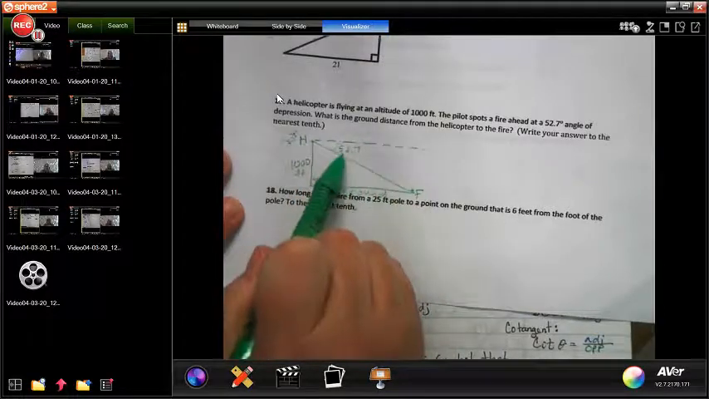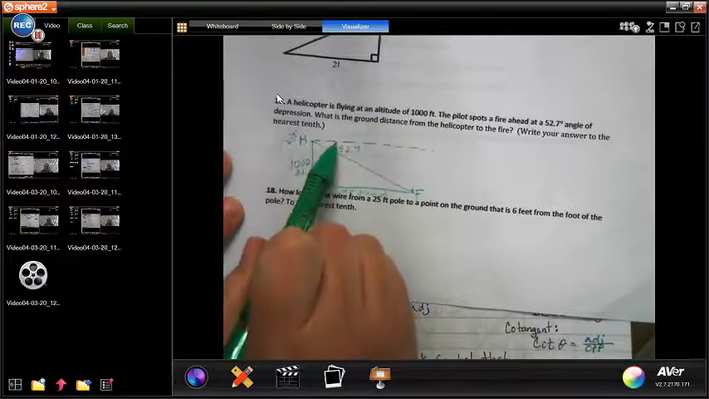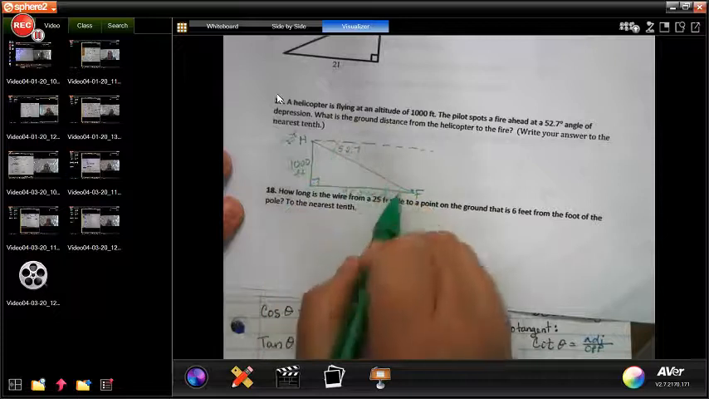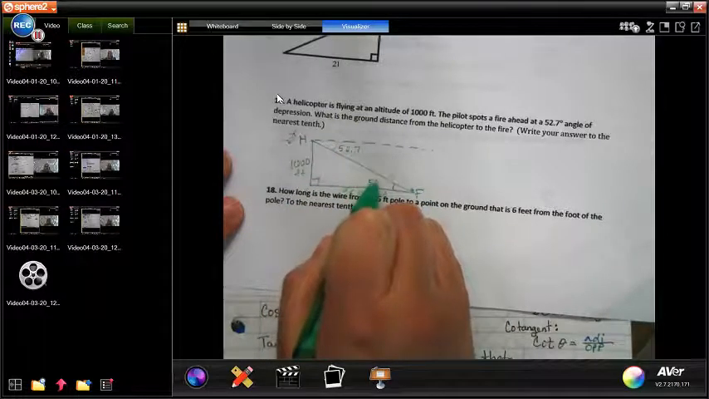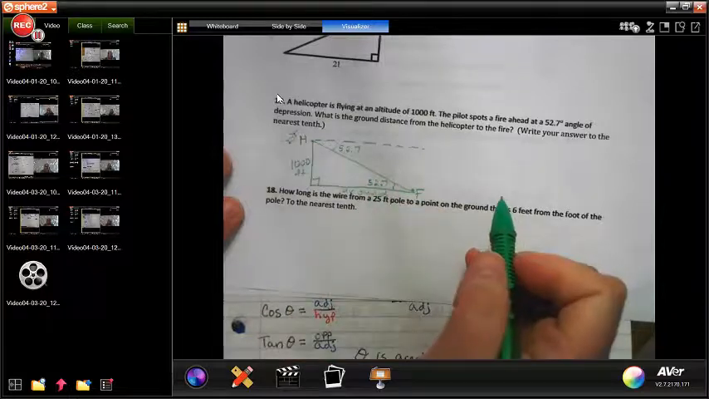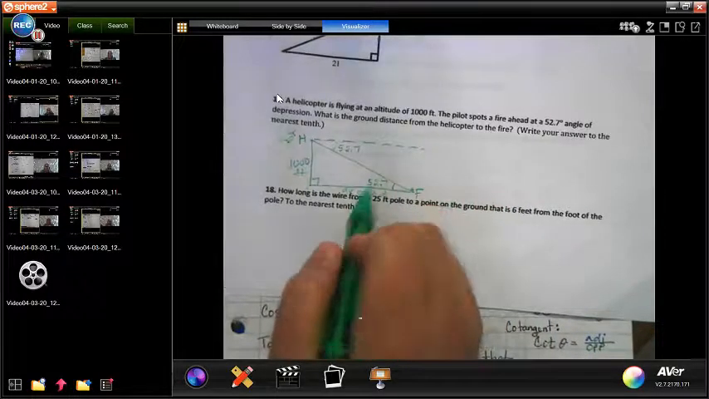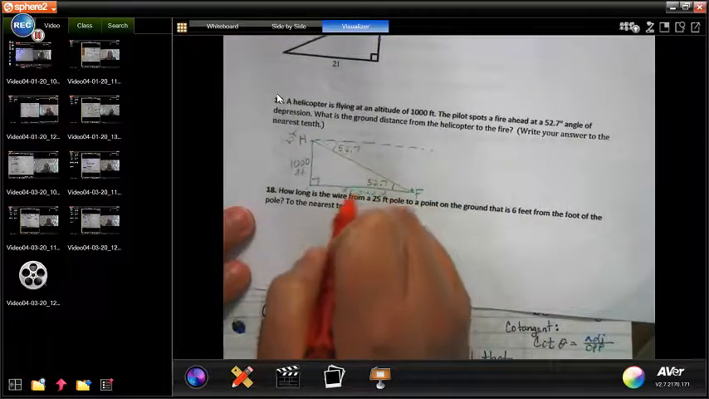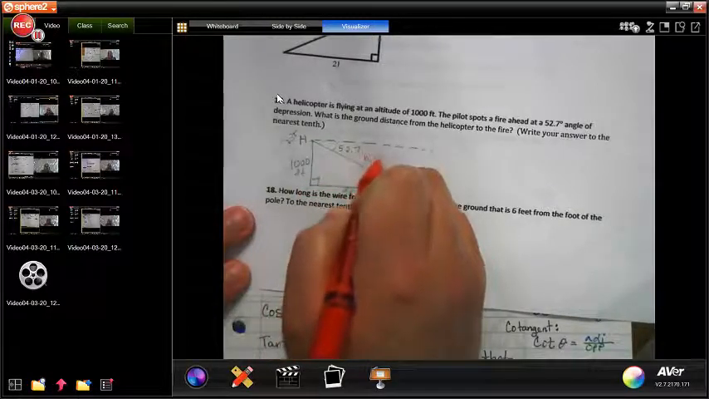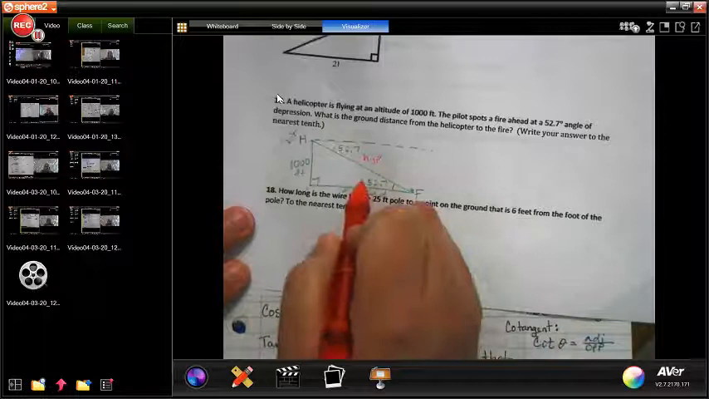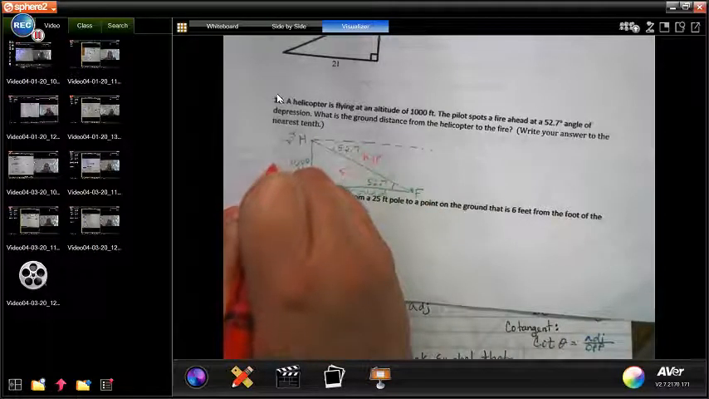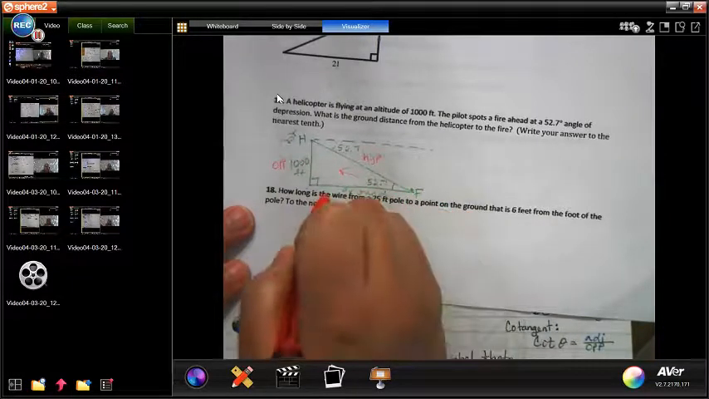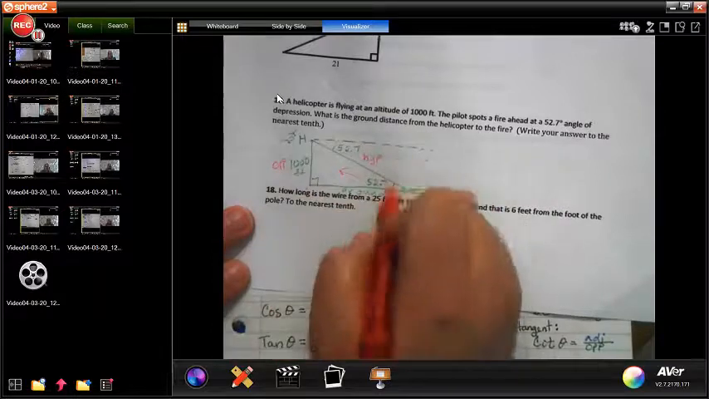Now, we have this 52.7 degree angle, which is not in here, but if you remember, alternate interior angles are congruent. So the angle on the top here is going to be the same as its alternate interior angle, 52.7 right there. And then ground, we'll just call it G. The sides that we label are the only sides that we have. Well, we know this is the hypotenuse, but we don't have anything on the hypotenuse. Opposite is the 1000. So that's O for opposite, OPP. And then the ground, which is our adjacent side. So that's hypotenuse, that's opposite, that is adjacent.